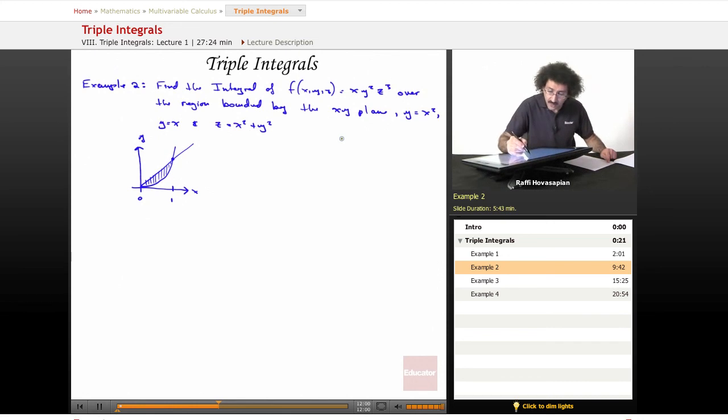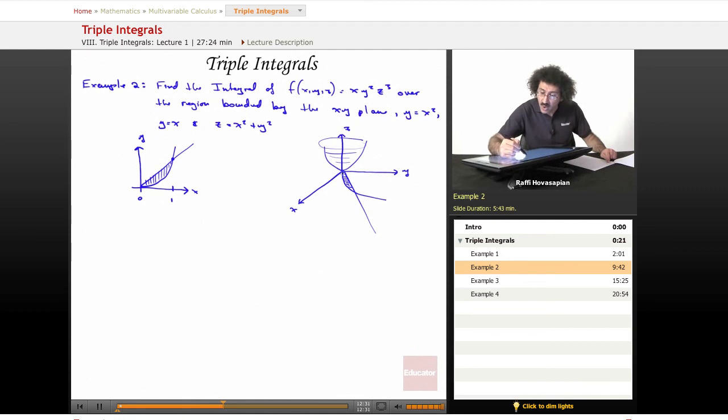So just to draw out what this looks like, let me draw it out in 3 dimensions. Again, this is y, this is x, and this is z. Well, in the xy plane, we have the parabola, and this is the region right here. Now, of course, we have the paraboloid. So everything over this up to this surface, that's what we're doing. That's our region, and we're going to integrate this function over that region.